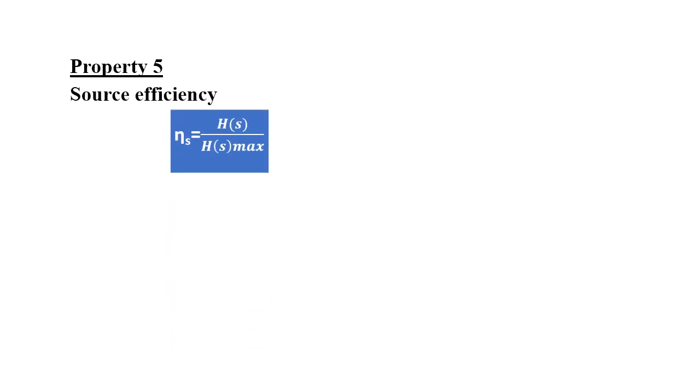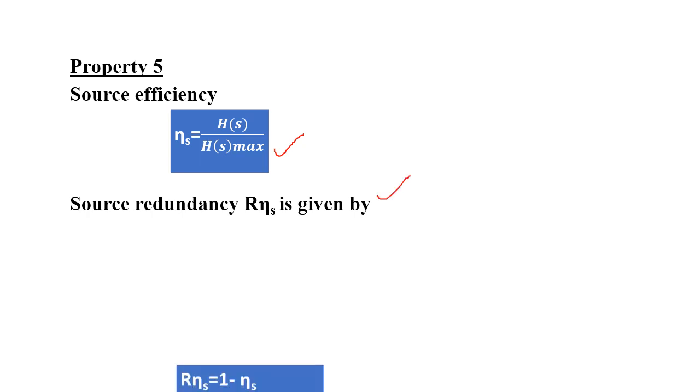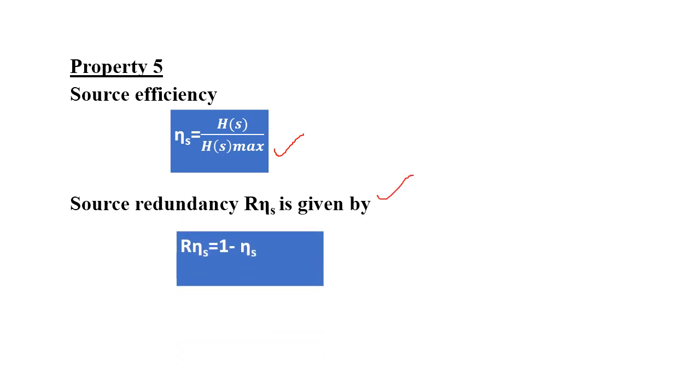The last property of entropy is source efficiency, which is given by eta S is equal to H of S by H of S maximum. This particular factor tells about the efficiency of the source. Next is source redundancy, that is R eta S, which is given by the formula 1 minus eta S. That is, it tells you the redundancy of the source. If you have 100% efficiency, then there will be no redundancy in your information source or your information system.